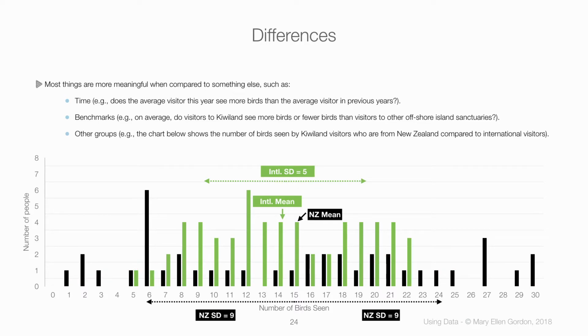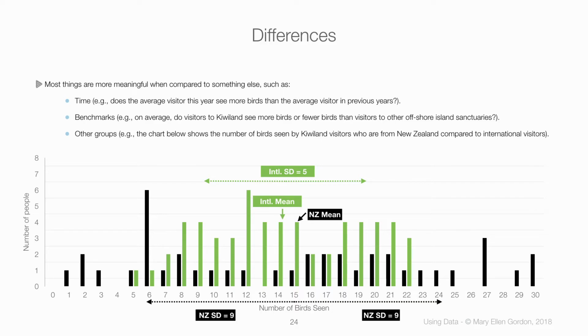Beyond just exploring possible reasons why the overall distribution deviates from normal, this example illustrates something important about data in general, and that's that most things are more meaningful when compared to something else. For example, often we're comparing things over time, and we're looking at how things look this year compared to last year, or this quarter compared to last quarter. So sticking with the Kiwiland example, we might want to know whether the average number of birds that international visitors see this year is different from previous years or not.